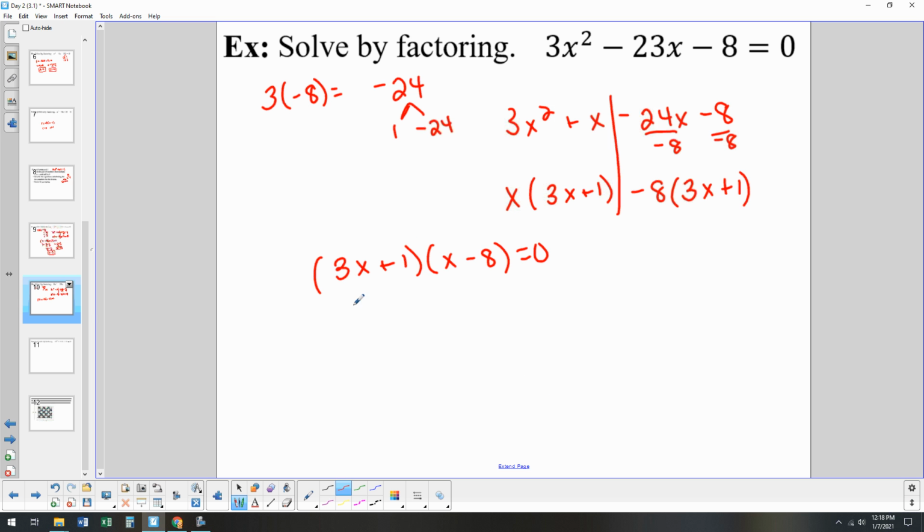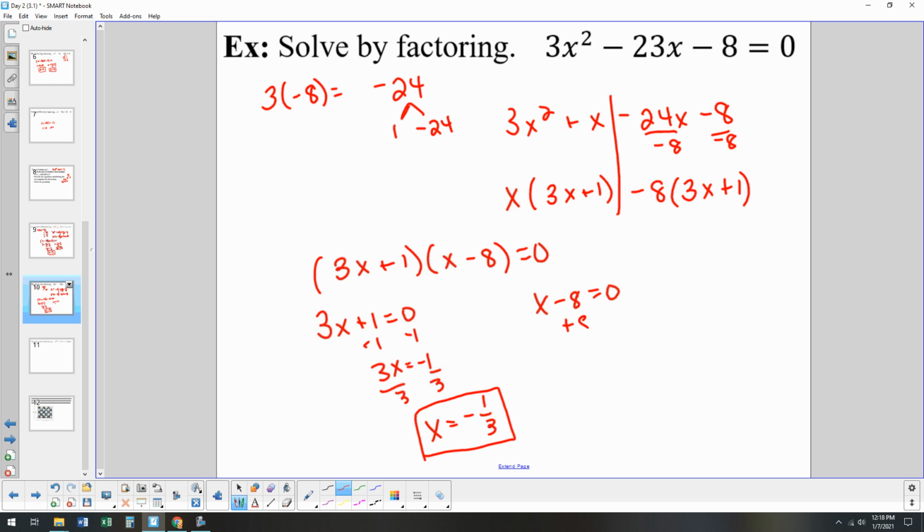So let's use the zero product property. If 3x plus 1 is 0, 3x is negative 1, x is negative 1/3, and if x minus 8 equals 0, we can add 8, and x equals 8. And those are our answers for that one.